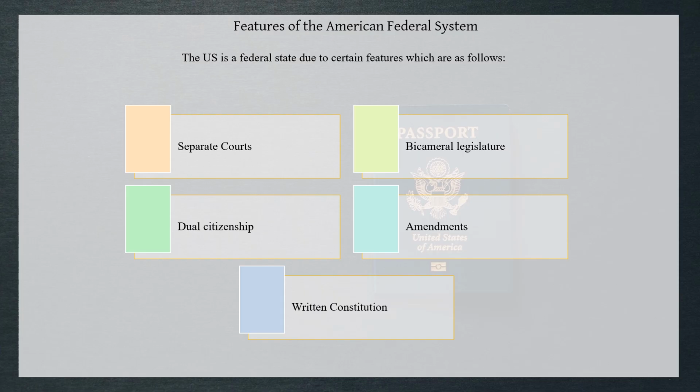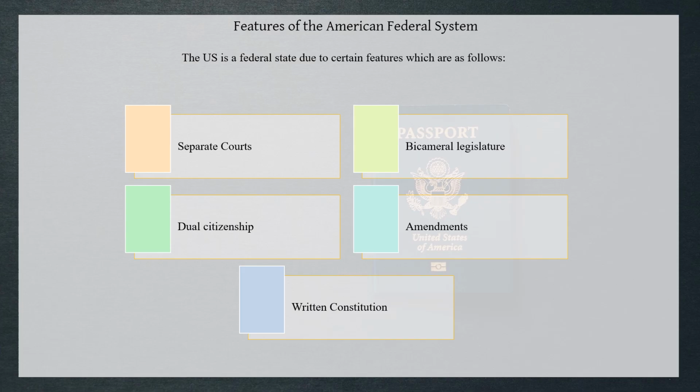Sixth, separate courts. Federal and state court systems operate independently but can sometimes intersect, especially in cases involving both state and federal laws. For example, environmental regulations, that is, state laws conflicting with federal regulations with respect to pollution control. Seventh, bicameral legislature. The US Congress is made up of two chambers, the House of Representatives and the Senate. The House is based on the population of the state and consists of 435 members. The Senate gives equal representation to each state and consists of 100 members.